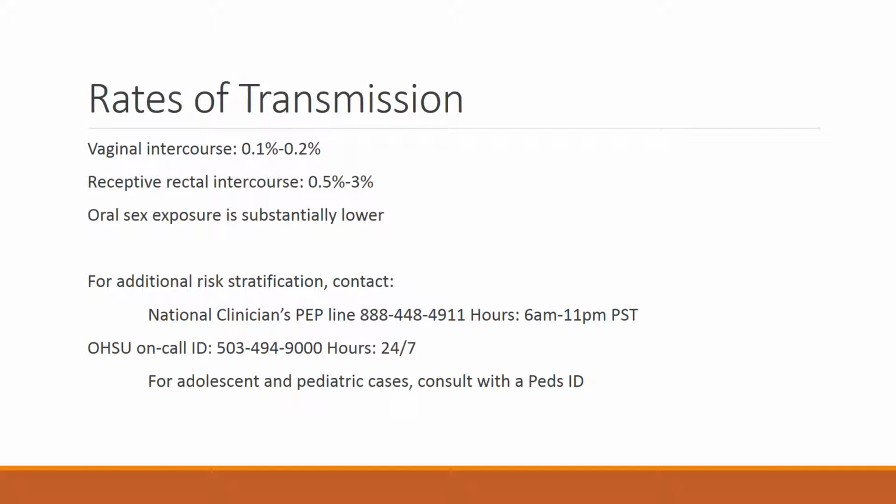There's a bunch of resources for you out there. At the very end of the slides, I'm going to go ahead and list everything here, so you don't need to write this down right now, but OHSU is a fantastic resource. It's 24/7. You can call the infectious disease clinician on call and do a risk assessment. And for any adolescent or pediatric cases, you always want to consult with the pediatric infectious disease specialists. And then from 6 a.m. to 11 a.m. or 11 p.m., you've got the option to call this national line as well.